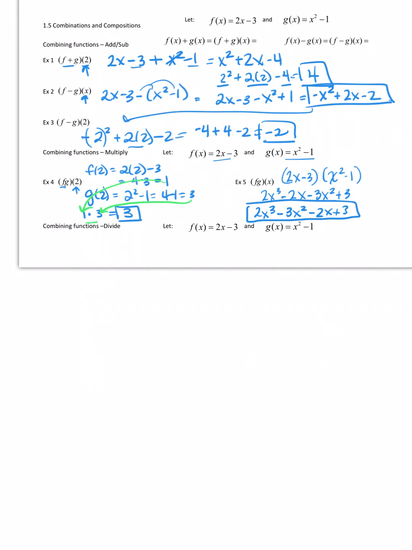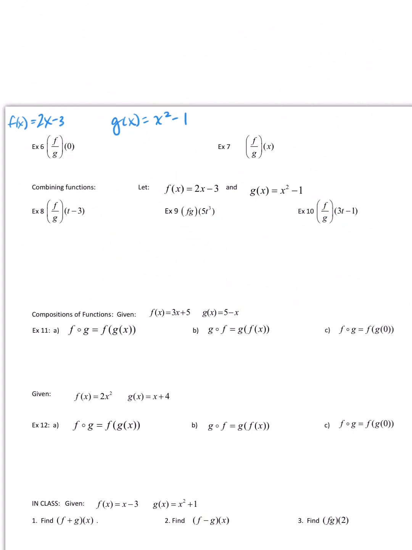Now when we combine functions to divide, division is just the one equation divided by the second equation. So don't make it any more complicated. 2x minus 3 divided by x squared minus 1. Now sometimes you'll look at this and there's ways to reduce. You could take a GCF out or potentially factor out and divide out. But in this example, this is all you can do. There's nothing more to it.